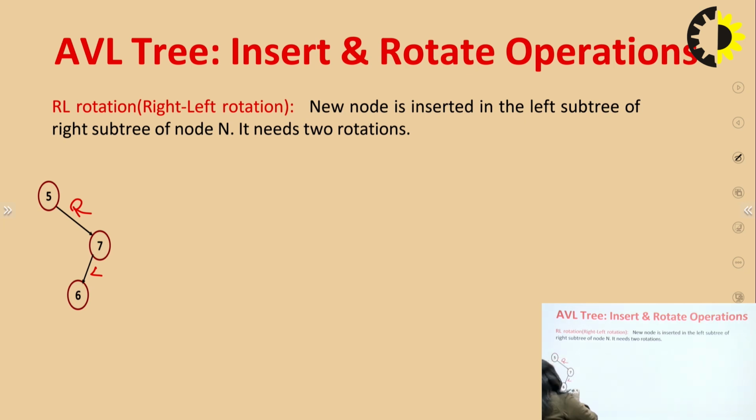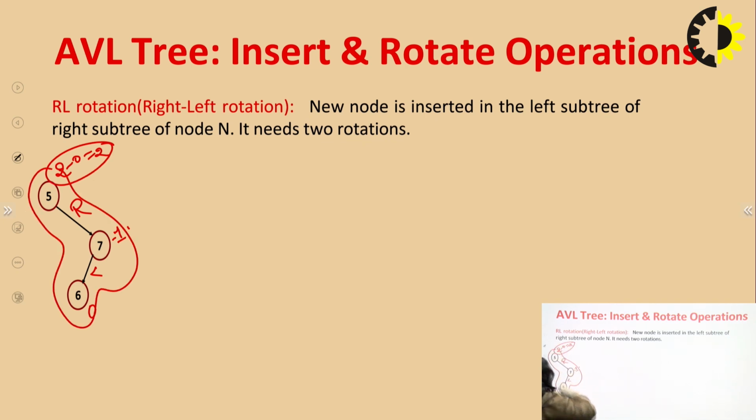Same things here. Check the balance factor, it is 0. Here the balance factor is 0 minus 1, it is minus 1, and again here the balance factor is 2 minus 0 equal to 2. It means this part becomes unbalanced. So according to this, an RL rotation is required.